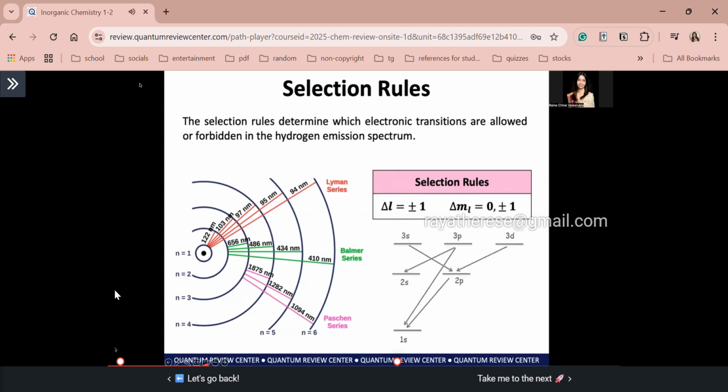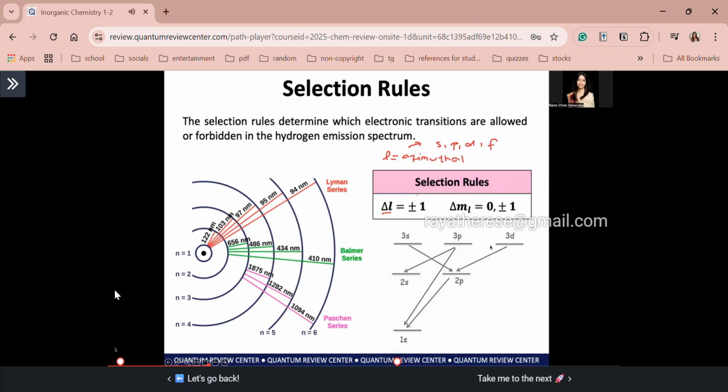Allowed transitions are only possible for a change of L equal to plus or minus 1. Again guys, L is the azimuthal quantum number. Do you remember it? If not, don't worry because we will discuss this later. Okay? So this describes the orbitals, right? The s, p, d, f. The change should be plus or minus 1. Second, the change in m sub L, the magnetic quantum number, is equal to 0 or plus or minus 1.